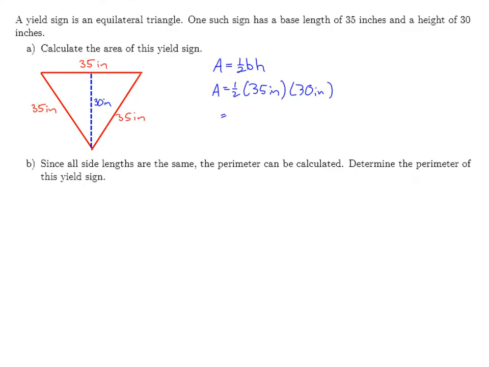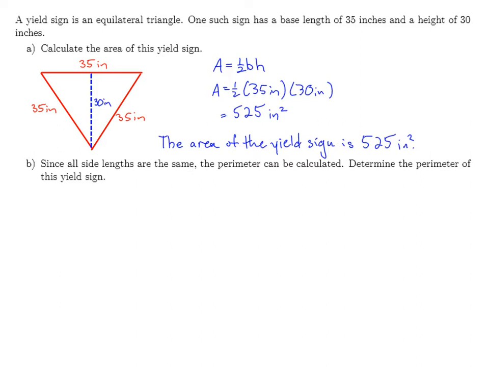Coming back to my work, I'll enter that 525 in, and I know that those units will be square inches since I had inches by inches. So the area is 525 square inches. I'll summarize that briefly in a sentence. So the area of the yield sign is 525 square inches.